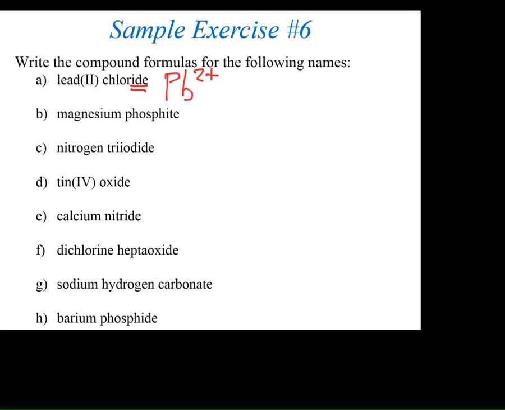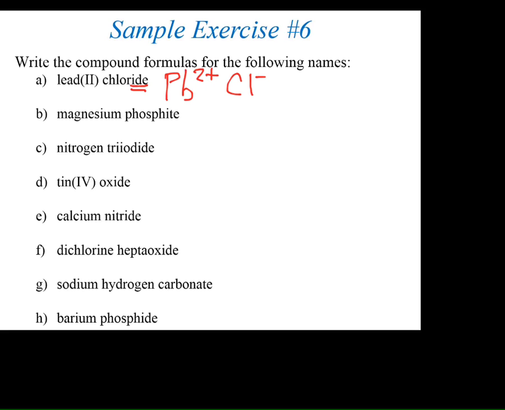Chloride. What does "ide" tell you? Yeah, just the nonmetal by itself. So just chlorine by itself, not with any oxygen. So what would the charge on chloride be? You find it on your periodic table, and you see it's 1 away from the noble gases, so it's just a single negative.